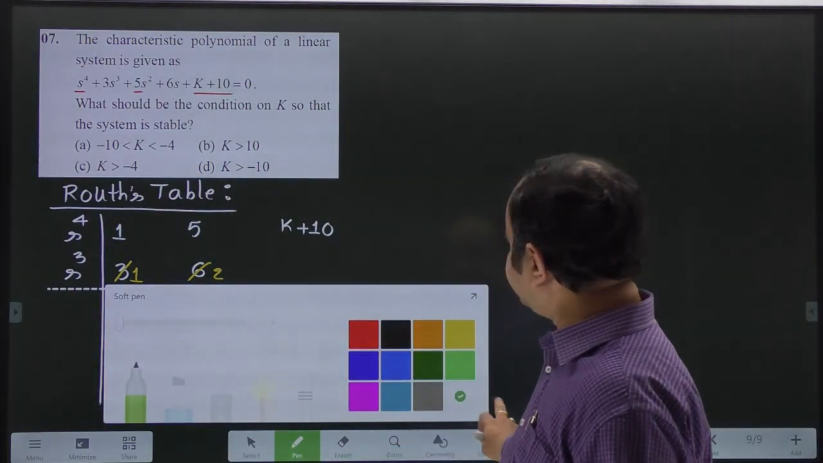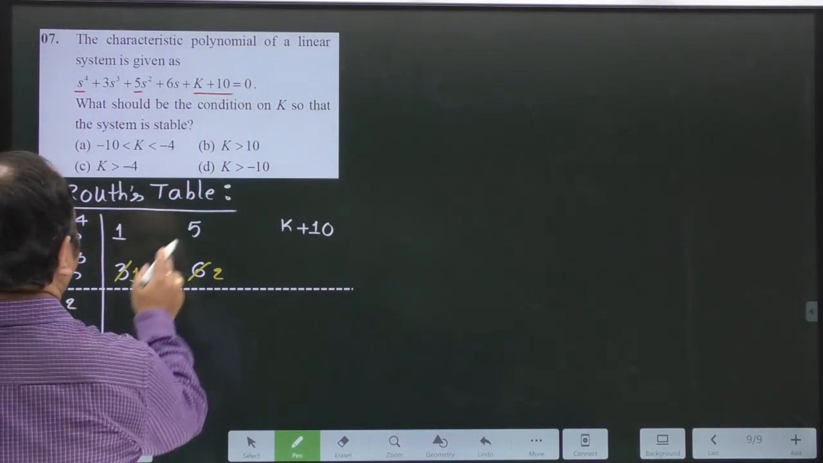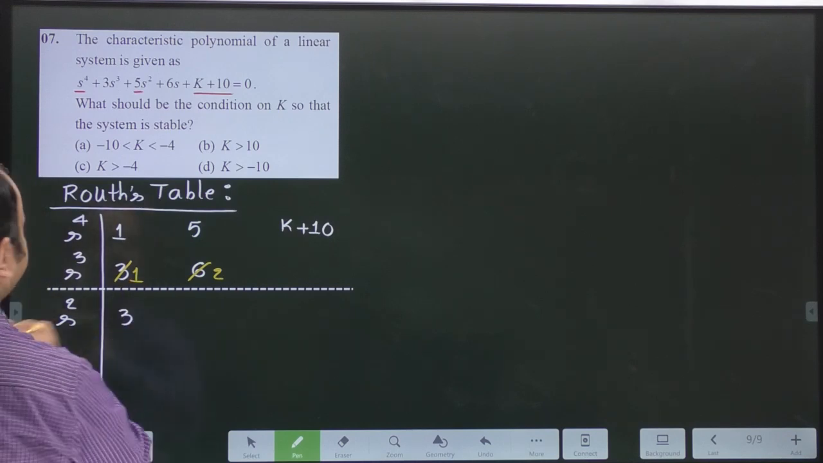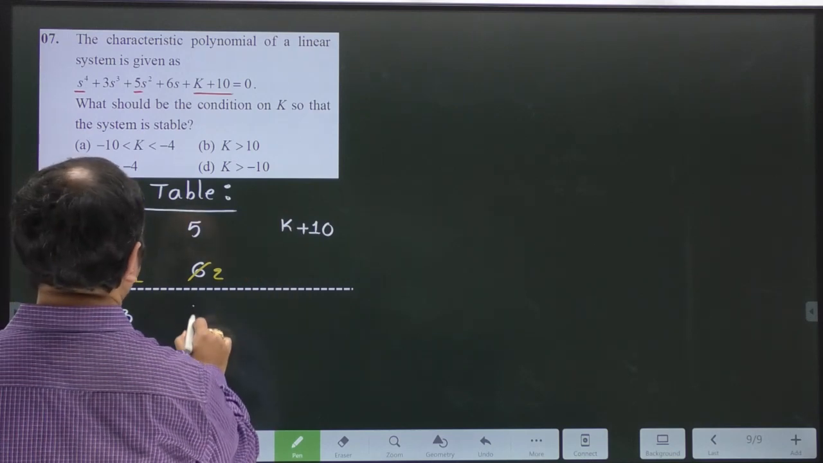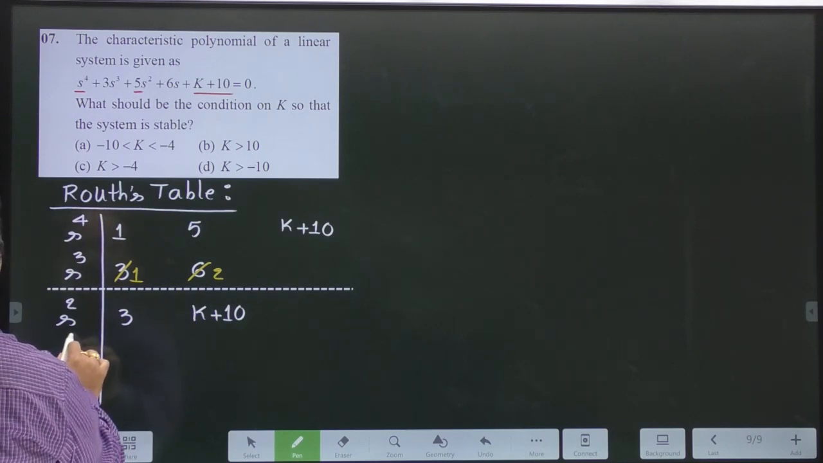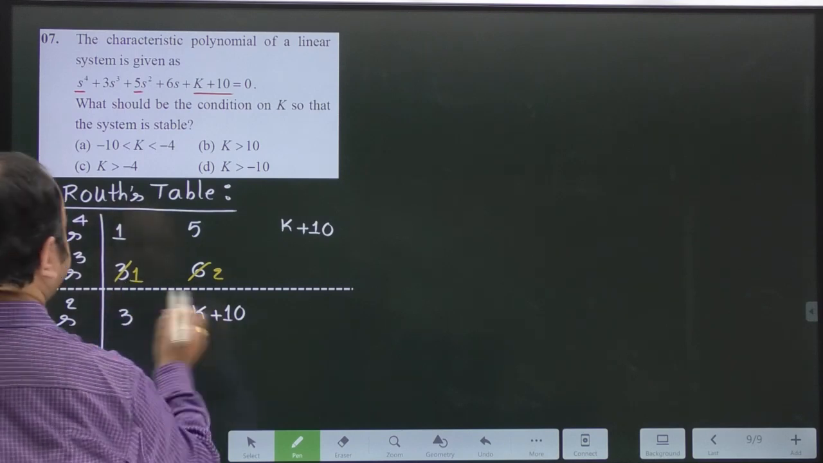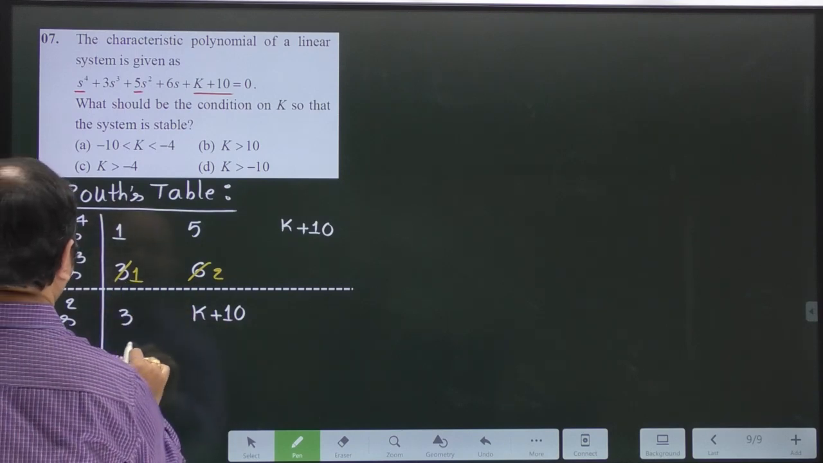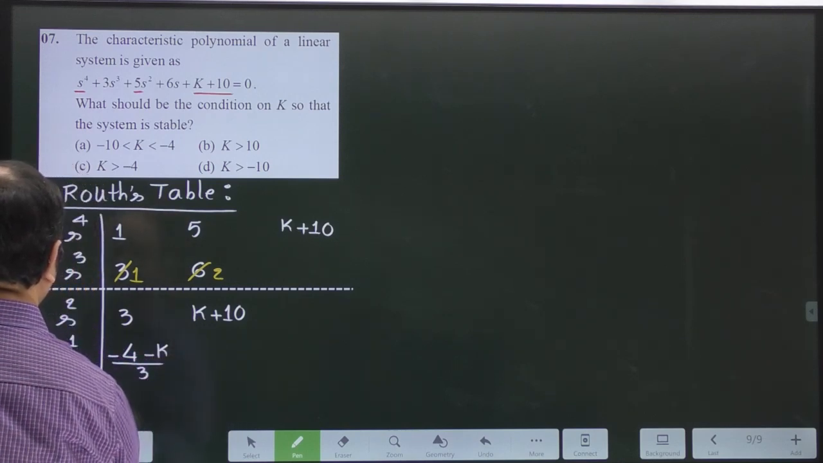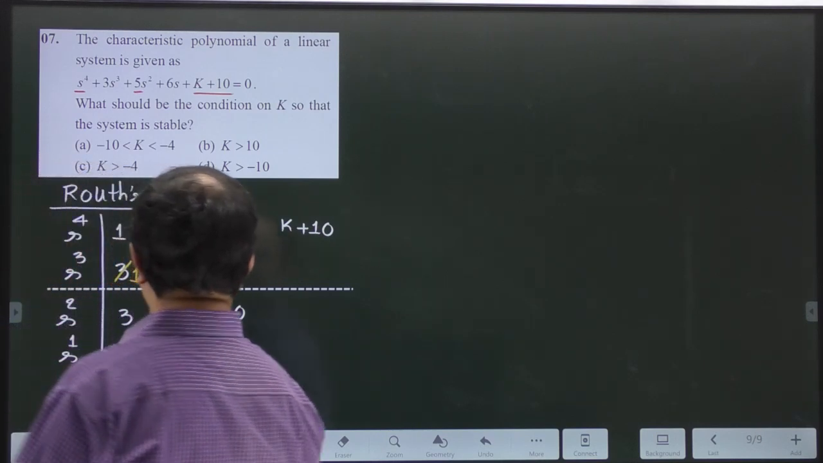Now let us continue the remaining rows. S power 2 elements, 5 minus 2, that is 3, 3 by 1, I can say 3 here. Then you can bring this element k plus 10 here. Next, s power 1 element, that is 6 minus k minus 10. 6 minus 10, that is minus 4 and minus k divided by 3. And the last element, s power 0 element, k plus 10.